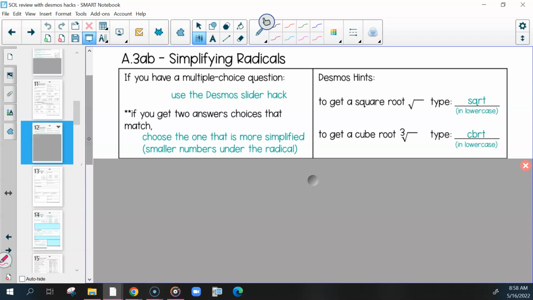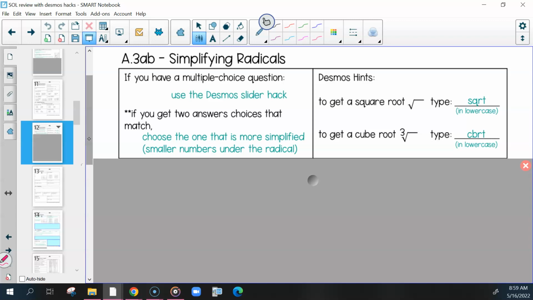Why do you think you're allowed to have this during the SOL? Because it's a hack. It's not a hack. You have to be able to know these things, that's why we're going through them. If you get two answers that match, make sure that whichever one you choose is the more simplified one, because it will do that.